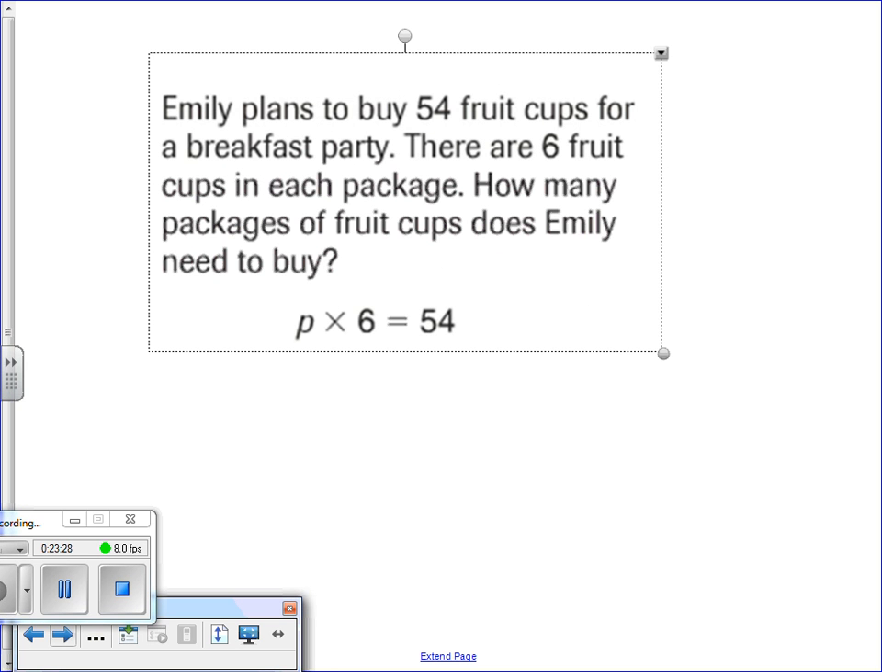Emily plans to buy 54 fruit cups for a breakfast party. There are 6 fruit cups in each package. How many packages of fruit cups does Emily need to buy? What's the missing factor? So our strategies here are either we're skip counting by 6s to get to 54, or we're making an array.